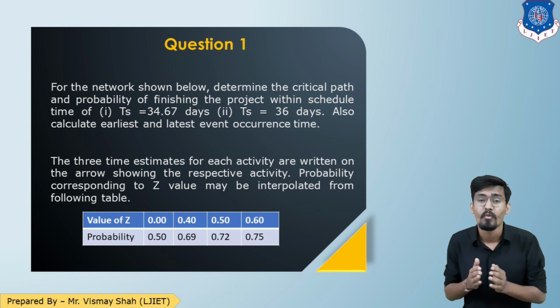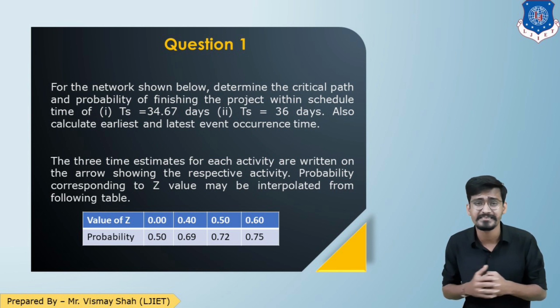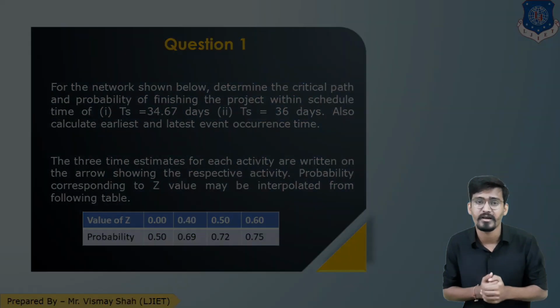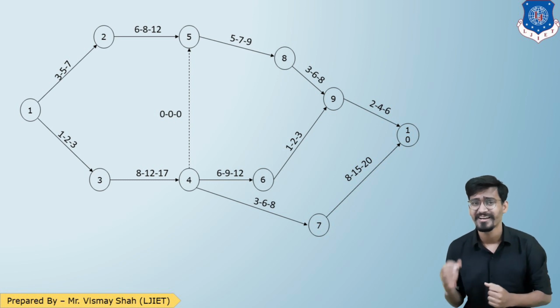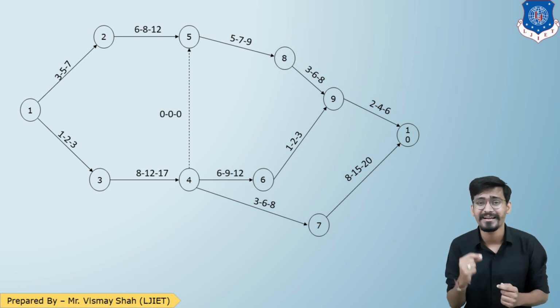In the first case, what if I want to complete the project in 34.67 days, and what if I don't want to complete the project in 36 days? So let us see the network given in the figure. Here is the network given in the question. This is the entire network with the three time estimates given to us in the question.